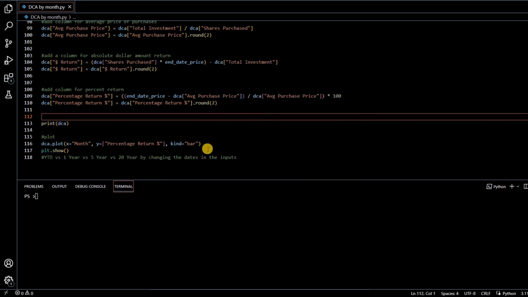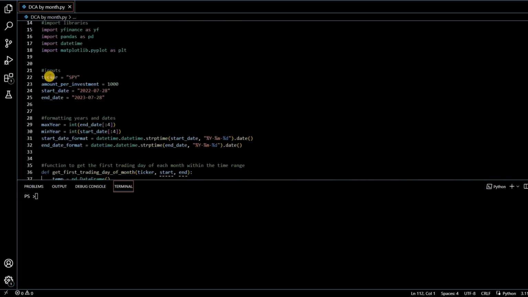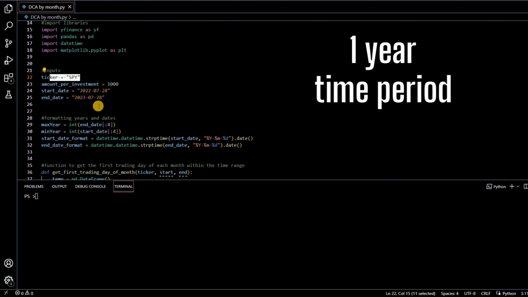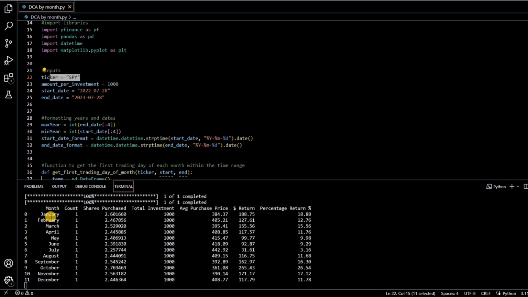Now, we'll go ahead and look at the results for the S&P 500. As you can see here, I have the ticker SPY, and for the first period, we're going to look at a 1-year time period. On a 1-year time period, you would only make one investment per month. So we'll go ahead and run this script now. As we can see here, this is the number of times you've invested.